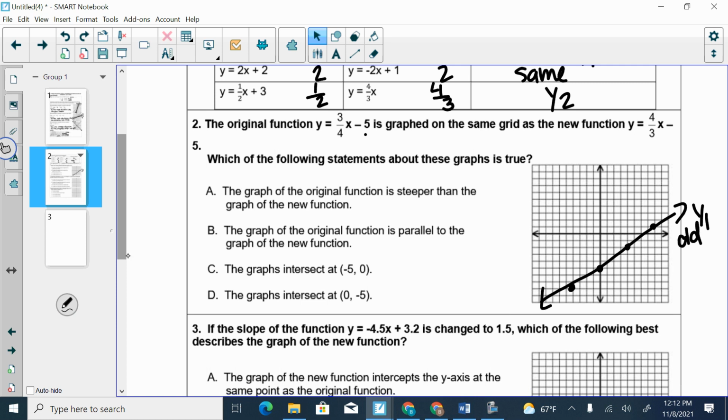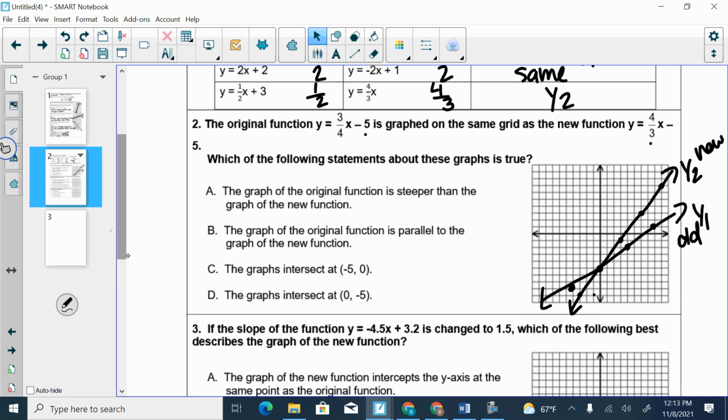Okay, this second one, where did it start at? Also at -5, but this one slope says we're going to go up and over how much? Right. Ones are y2 or the new function is what they call them. Okay, so now let's read the answer choices and see which one of these statements is true.